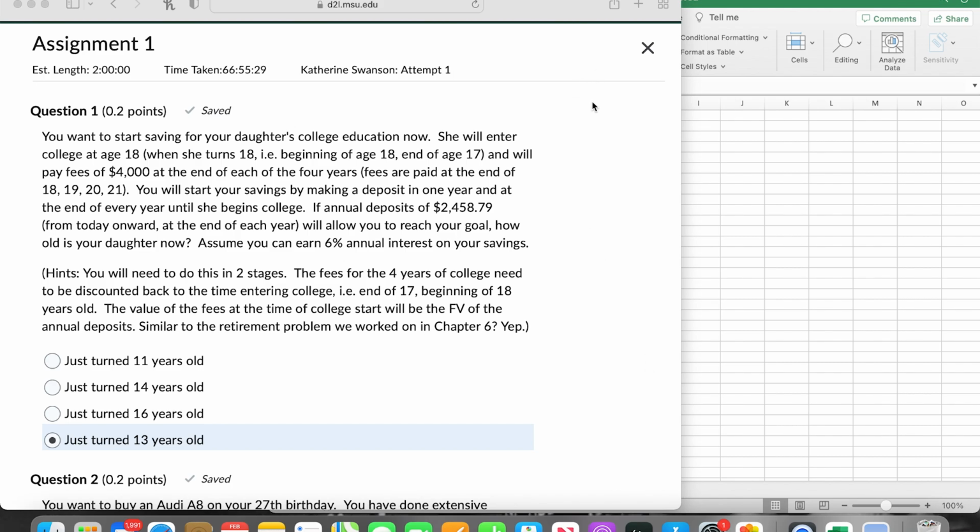So, question 1. I had already done a few of these problems, but I'm going back and redoing them as I realized they did not have audio. Question 1 is you want to start saving for your daughter's college education now. She will enter college at 18 and will pay fees of $4,000 at the end of each year. You will start your savings by making a deposit in 1 year and at the end of every year until she begins. If annual deposits of $2,458.79 from today onward at the end of each year will allow you to reach your goal, how old is your daughter now? And assume you have 6% annual interest on your savings.